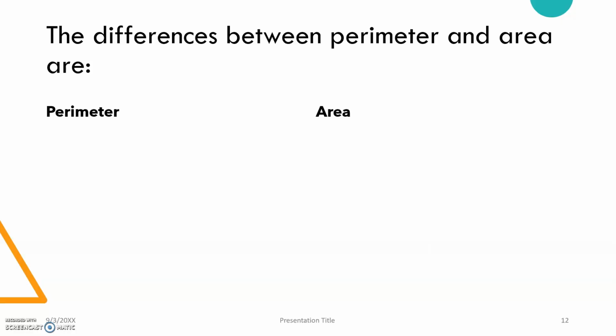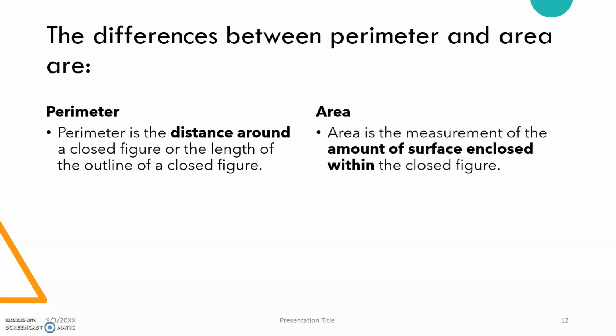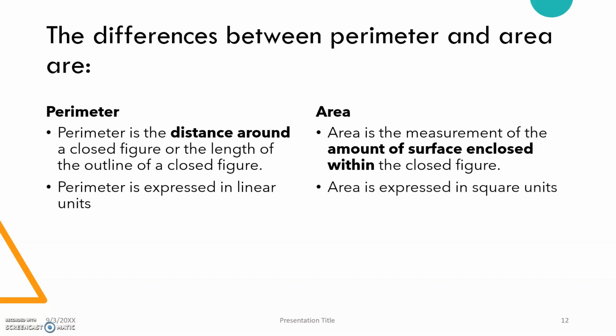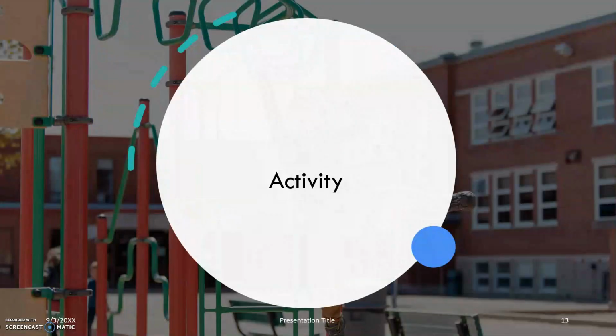What I have learned. So, these are the differences between perimeter and area. Our perimeter is the distance around a closed figure or the length of the outline of a closed figure, while the area is the measurement of the amount of surface enclosed within the closed figure. Next, perimeter is expressed in linear units, while area is expressed in square units. Perimeter involves only one dimension, while area involves two dimensions.